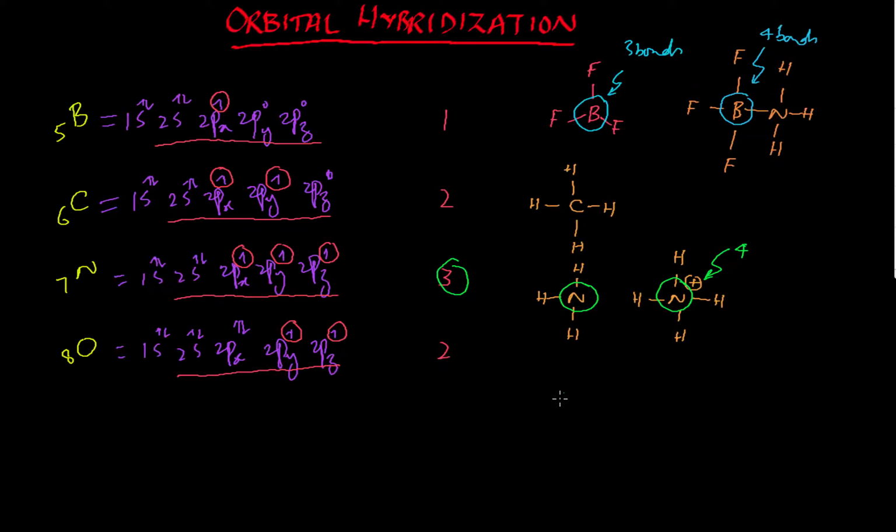Similarly, for oxygen, in the case of water, it's understandable that it makes 2 bonds. But when it attains one more proton, it is converted to the hydronium ion. Here, this oxygen is making 3 bonds. How can we explain this? So the answer lies in the concept of orbital hybridization. Now we'll explain these atoms and the bonding by these atoms in somewhat more detail.